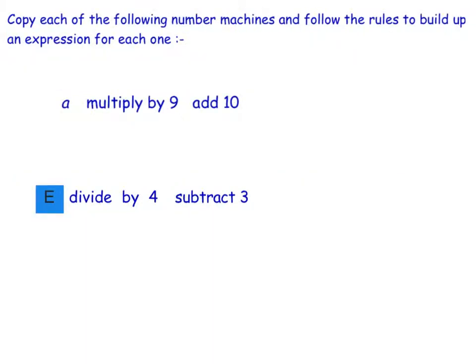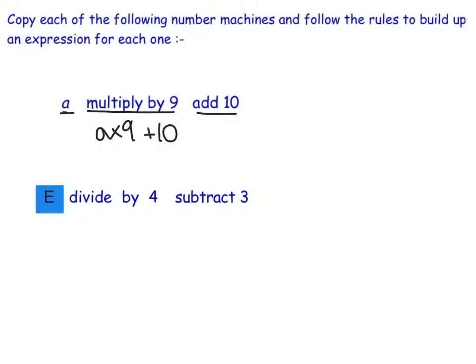In this last question, it's asking us to look at the following number machines and follow the rules to build up an expression for each one. So this first question is saying that we start with A, we're then going to multiply it by 9 and then add 10. So if I start with A and I multiply it by 9, well that could be written as A times 9 and then add 10. So A times 9 add 10.